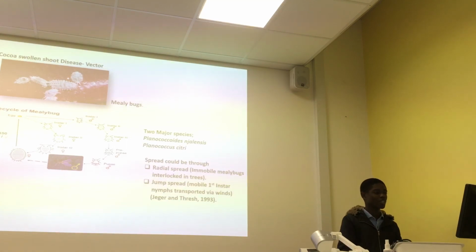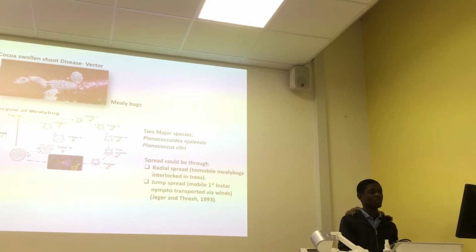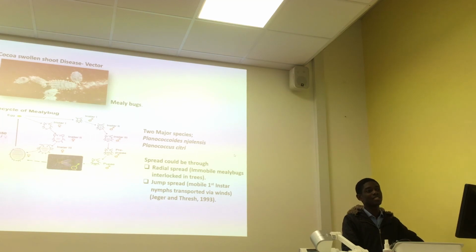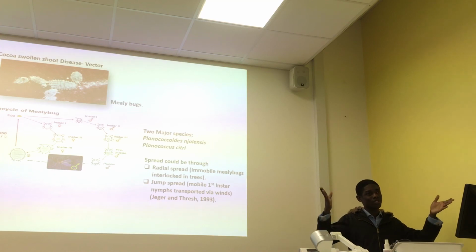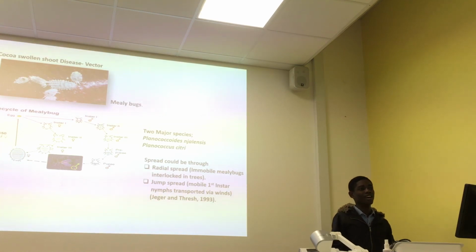There's radial spread and then the jump spread. The radial spread is by mobile mealybugs moving between interlocked trees, and then the jump spread is... I can read, but what do you understand of that? If there's one tree that is infected in a field and there's a healthy tree next to it, concretely, how does it get infected? Now, it can be infected by wind, and also when trees get interlocked, it could probably spread the infection too. Right. But how does it happen exactly?